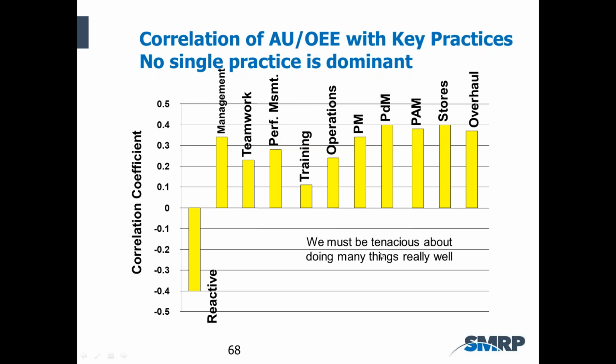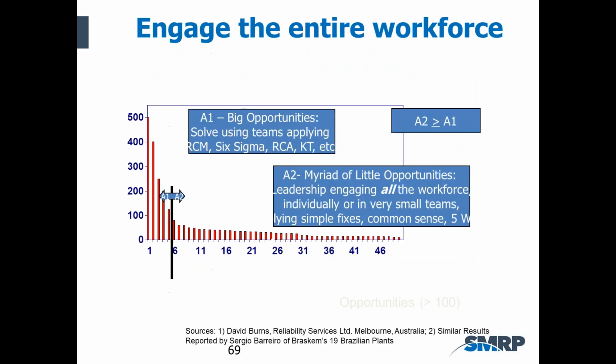So what does that mean as a practical matter? We must be tenacious about doing many things really well, working together to a common purpose, addressing all these issues. We've got to engage the entire workforce. Most of you have folks out there who are doing RCM or Six Sigma or RCA or whatever. You've got some projects identified. That's a good thing. Keep doing that.